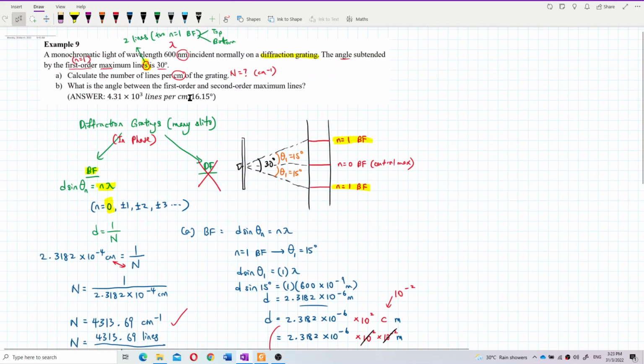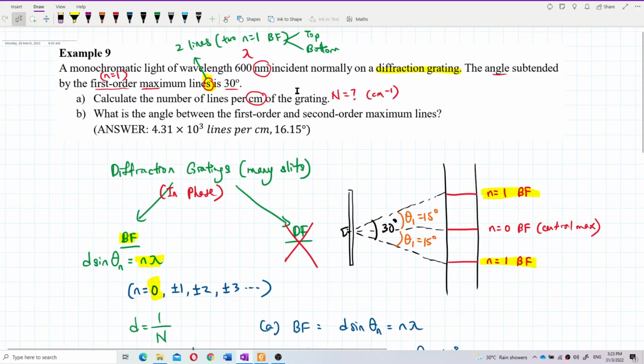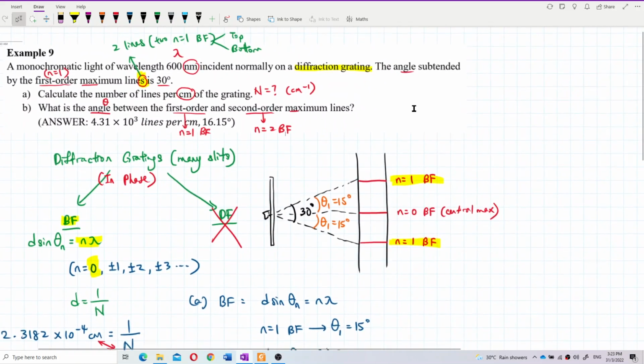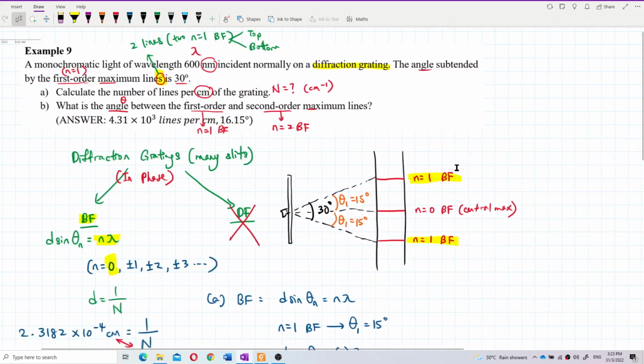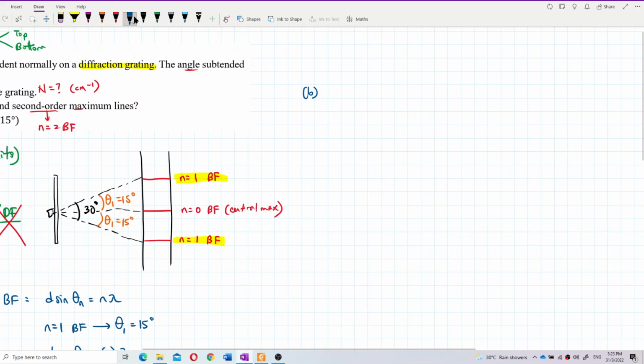Okay, and then what is the angle between the first order and second order maximum lines? What does this mean? You want to find theta between the first order and second order maximum line. So the first one is first order bright fringe, and the second line is second order bright fringe. What is the angle between them? Maybe I can draw it out first. Okay, for question B, this is the light source, and this is the diffraction grating.